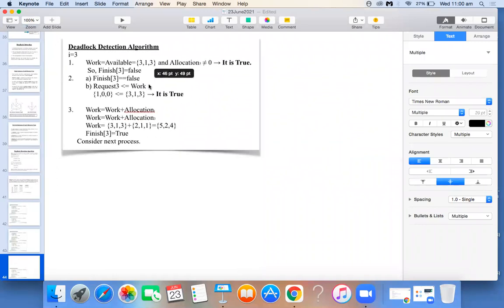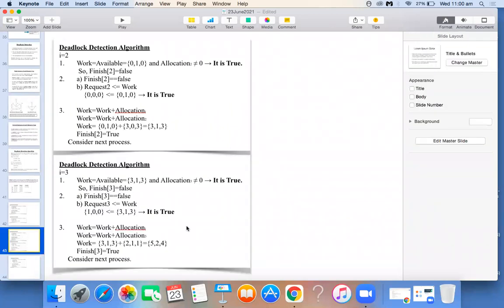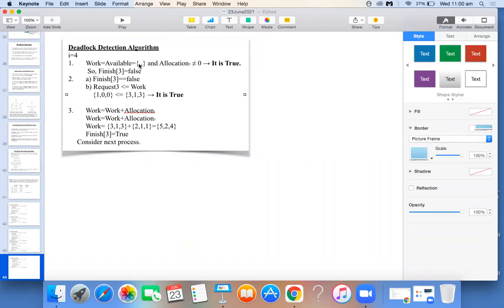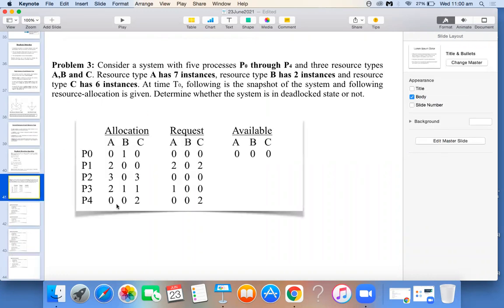Okay, so I will just update now. So i is equal to 4. So work is equal to available, what is the value we got now? Previously, that is 524. So add that one here, 524. And we have to check whether allocation of 4 is not equal to 0, correct? What is allocation of 4? 002. So it is not equal to 0.